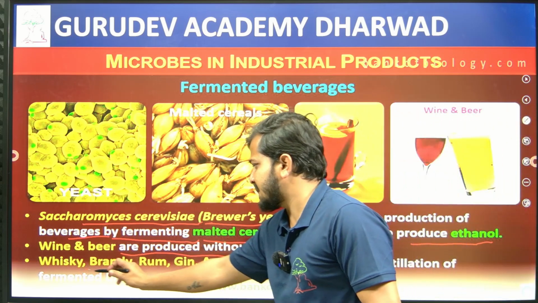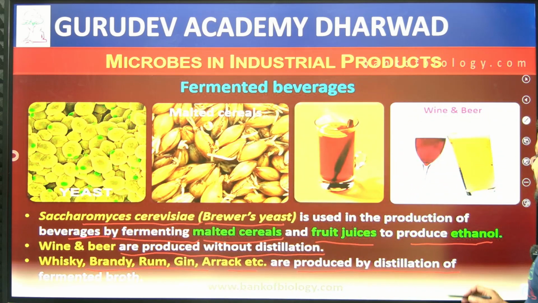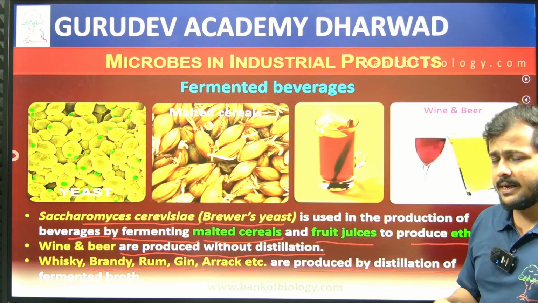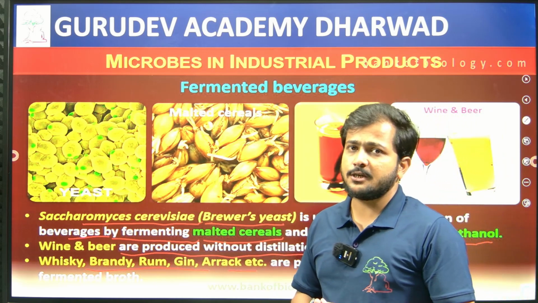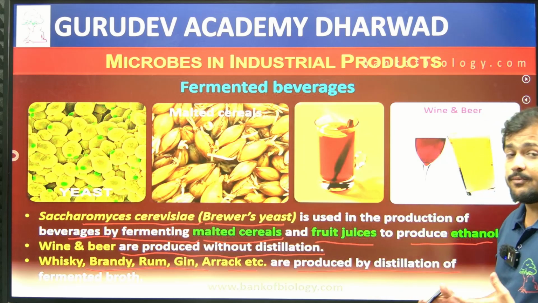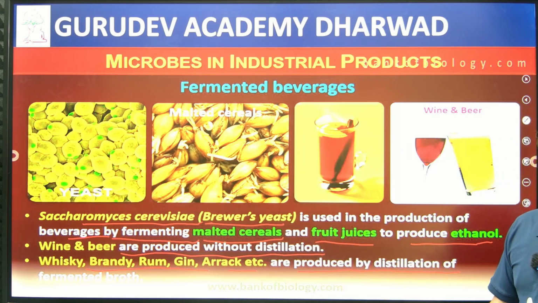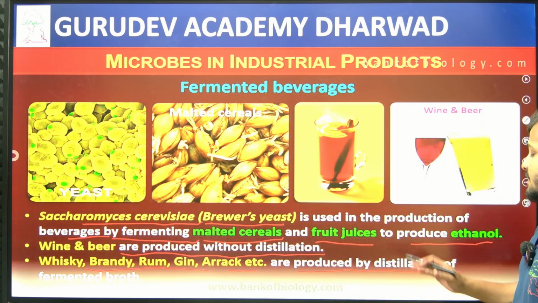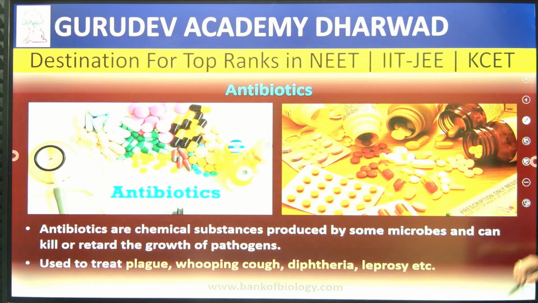But whiskey, brandy, rum, gin or arrack are produced by means of distillation of the fermented broth. After the fermentation, they collect the fermented broth and then go forward with the distillation procedure, because the concentration of alcohol or ethanol is very high in whiskey, brandy and rum, right? So definitely, for purification, the distillation procedure is carried out using the fermented broth.